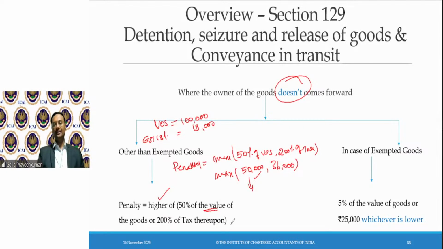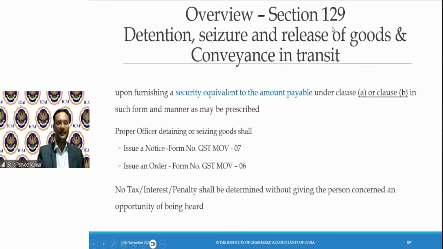Sir, if goods are exempted, collect 5% of the goods value as penalty or 25,000, whichever is lower. This is what is discussed in section 129.